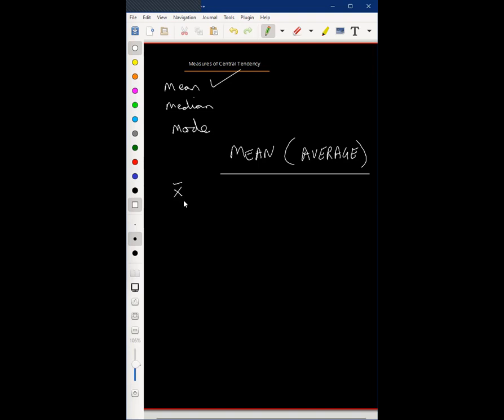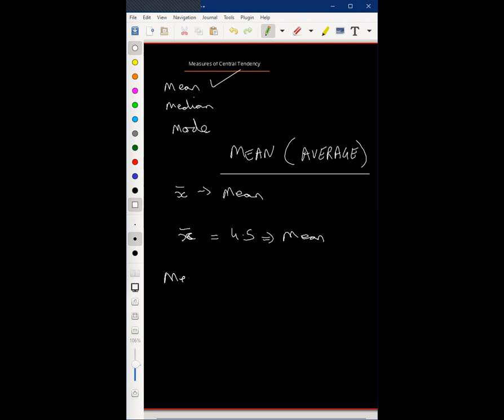This is small x, not big X. Let me rewrite it for you. Small x bar. This is represented as the mean. So whenever I have something related to data and I'm saying x bar is equal to 4.5, this automatically means I'm talking about the mean. Is this clear?